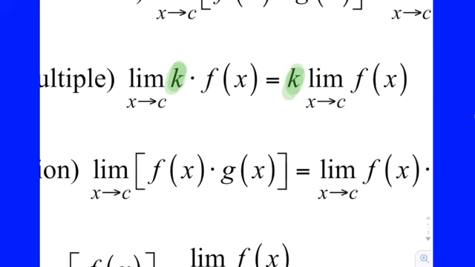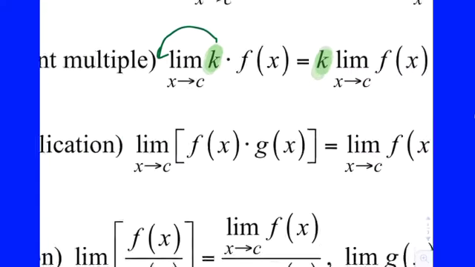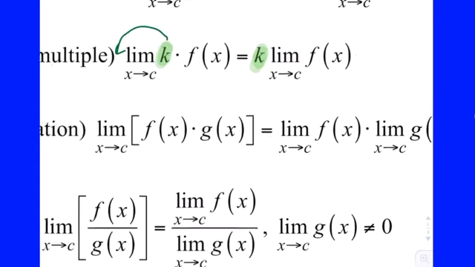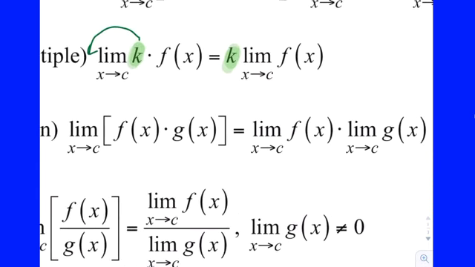They're there in the beginning, they'll be there in the end. You could essentially pull them out front, take the limit of the function, and then take the result and multiply it by a constant. The next one is multiplication, and this one's kind of cool. If you have the limit of a product of two functions, it's the same as the product of the limits. You can take the limit of each function and then combine the results.